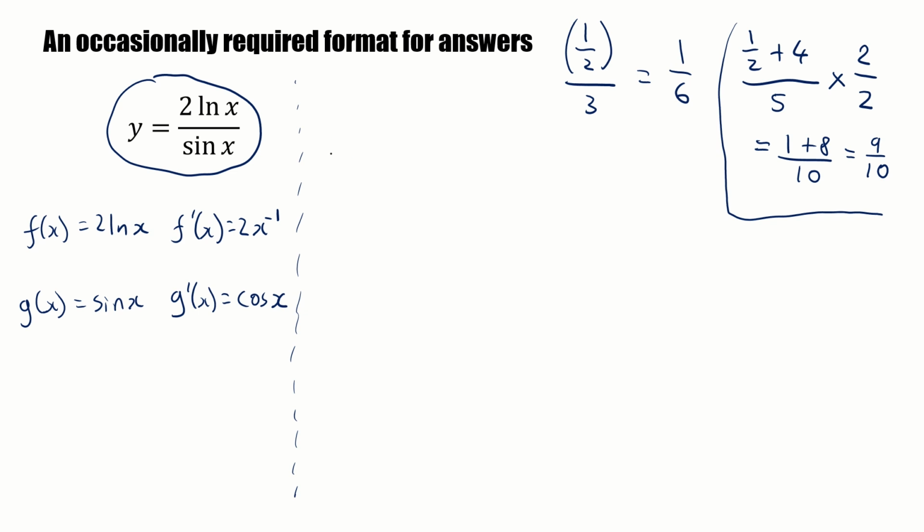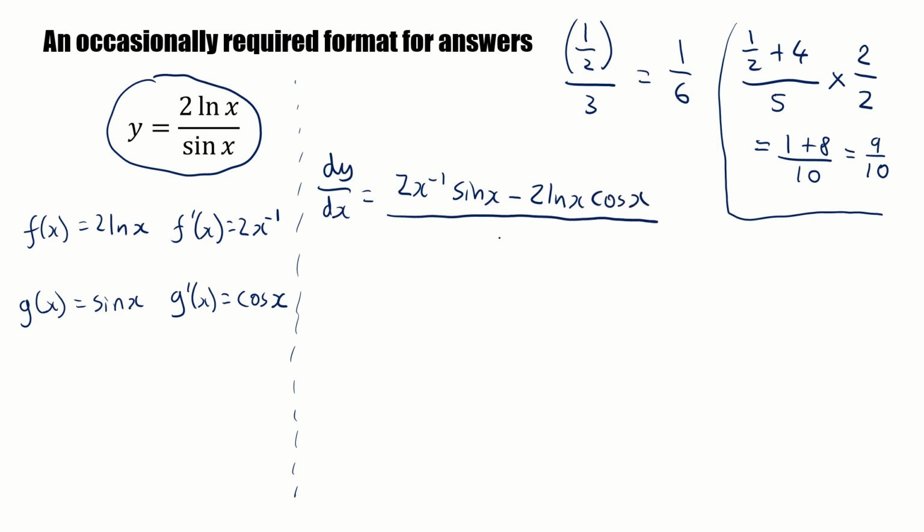Anyway, therefore, we can now put this all together to find dy dx, because dy dx will be f of x differentiate, f prime, in other words. So that's our 2x to the power minus 1 times by our g of x. Take away our f of x times by g prime of x. So that will be minus 2 ln of x times by cos of x. And then on the bottom, we've got our g of x all squared, which would just be sine squared of x, therefore.